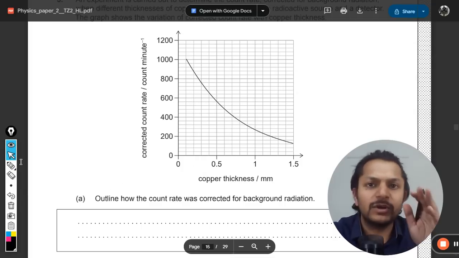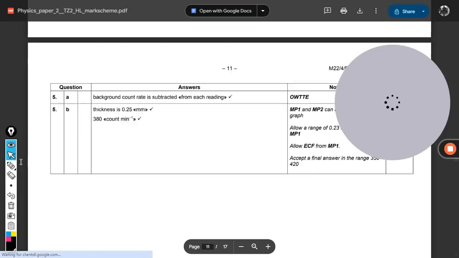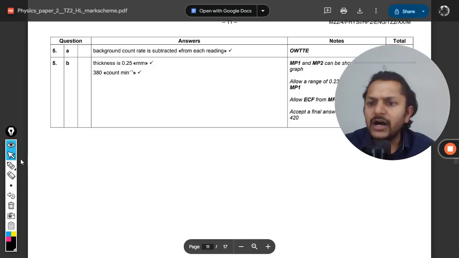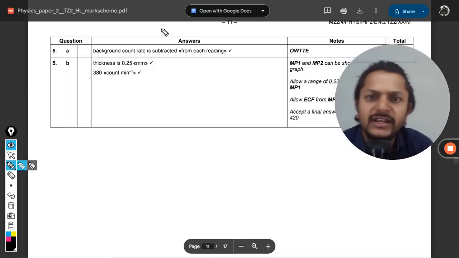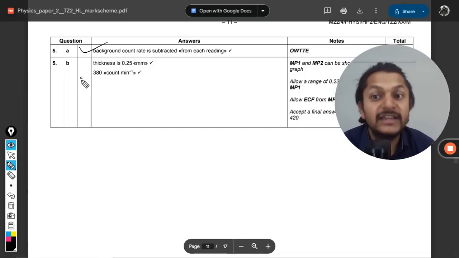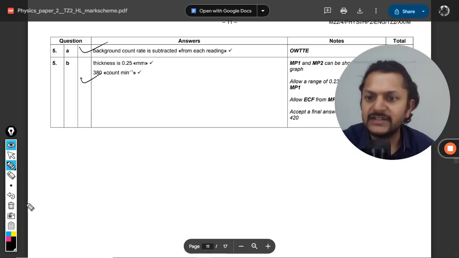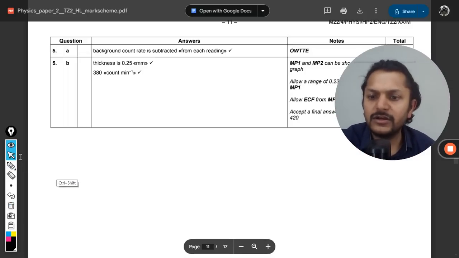Let's see if that is the answer given in the mark scheme. Okay, the background count rate is subtracted from each reading. And yes, this is coming out to be 380 counts per minute. Exactly the same thing that we did. Now, moving to the next question.